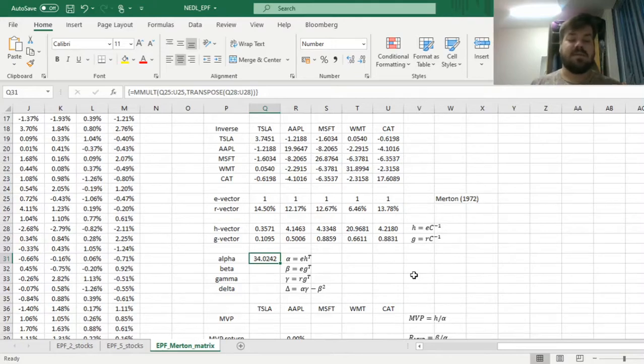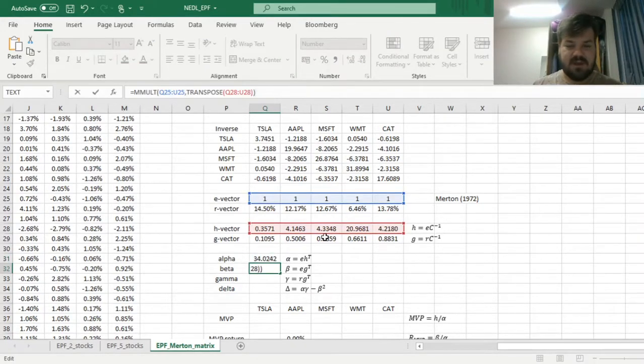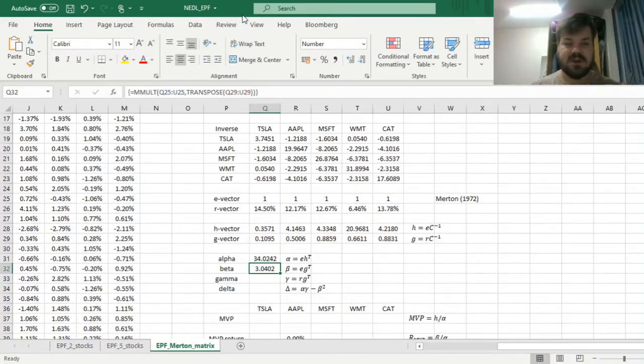And we see that our constant alpha is 34.02 approximately. For the constant beta, we need to do exactly the same, but input the G vector instead of the H vector. So being lazy, we can just copy this formula, paste it over here, and refer to G instead of H. And again, Shift Control Enter does the job.